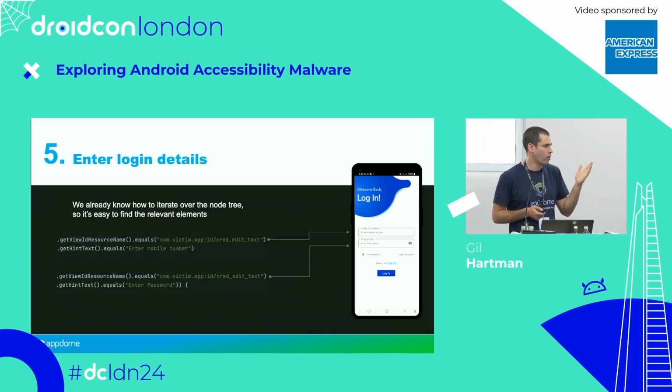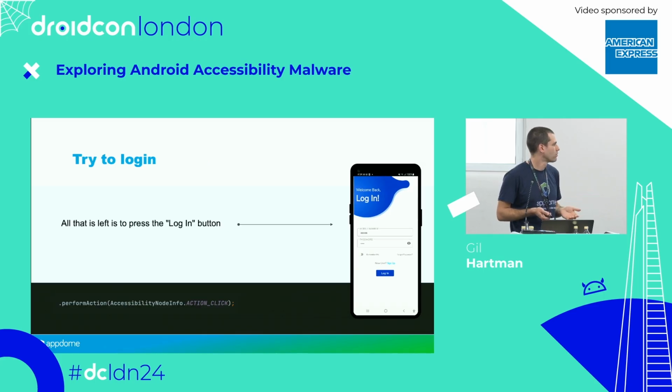So I already know how to iterate all the events in the UI. All I'm going to do is look at the cred edit text where the hint equals "enter your mobile number". That's where I'm going to enter my mobile number. I'm going to go into the cred edit text where the hint is equal to password, and enter the password. That's it. Press on the login button, action click, I'm in. That's it. I mean, we're done.